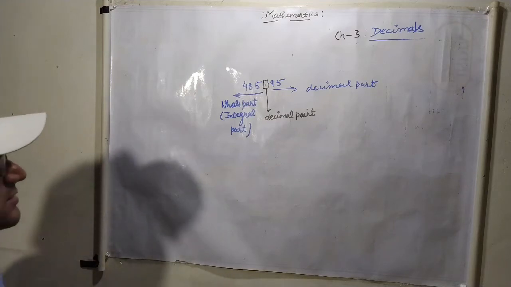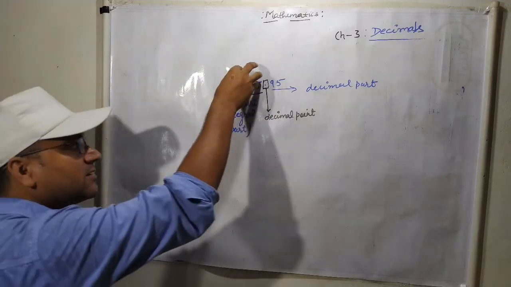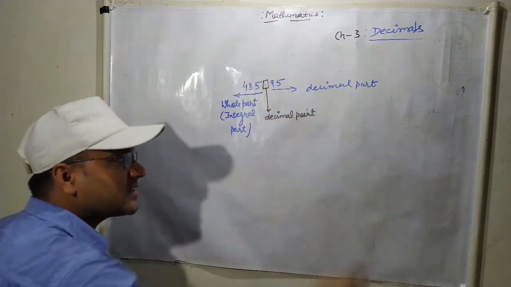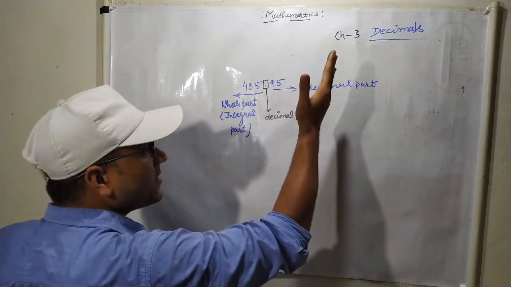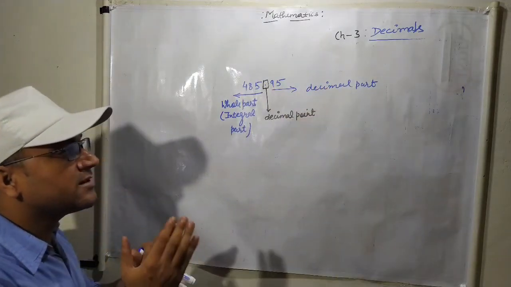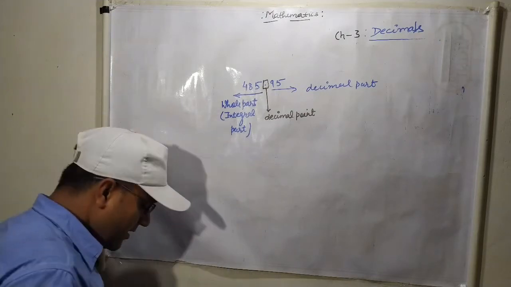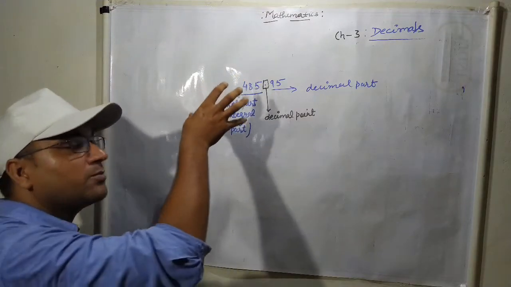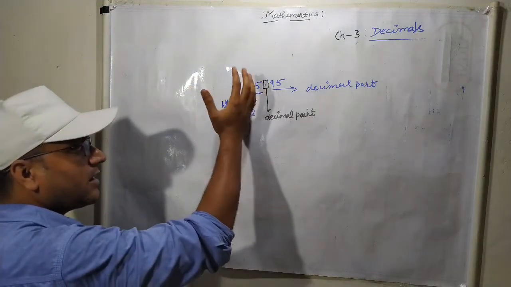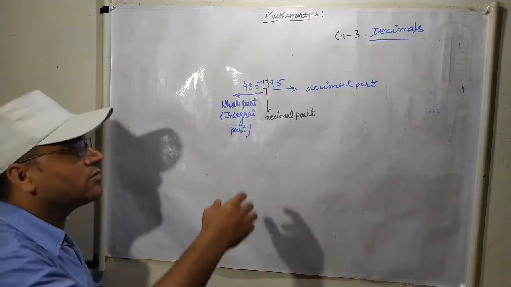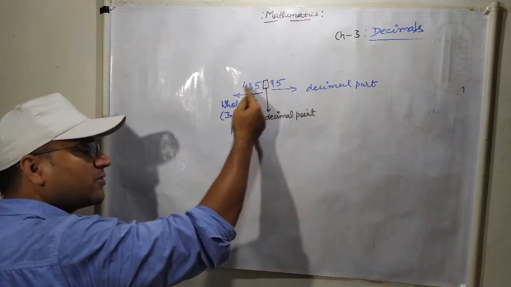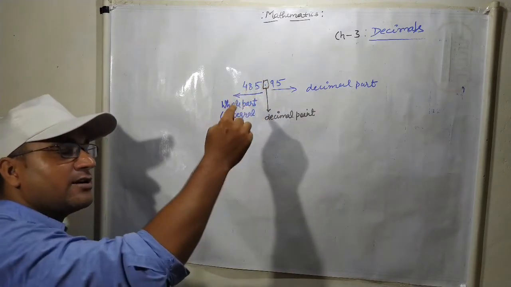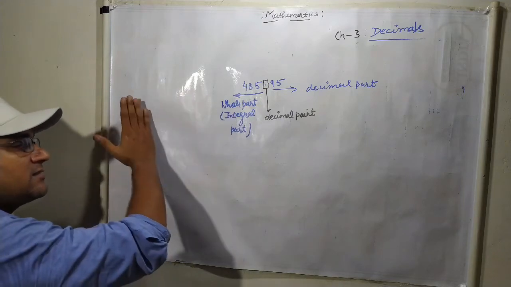Okay students, this is very important. Always remember that before the decimal, it is known as the integral part. This point is known as the decimal point, and after this decimal point, that number is known as the decimal part. How will you read this decimal number? You read the integral part according to its place value: the first number before the decimal is the ones place, second is tens, third is hundreds, fourth is thousands, and then 10,000.